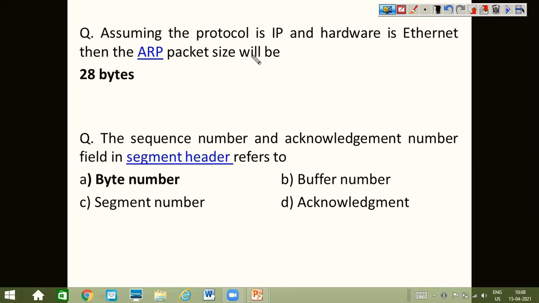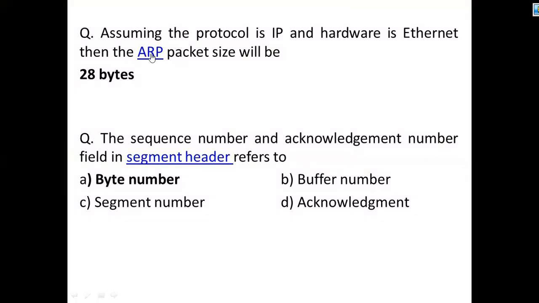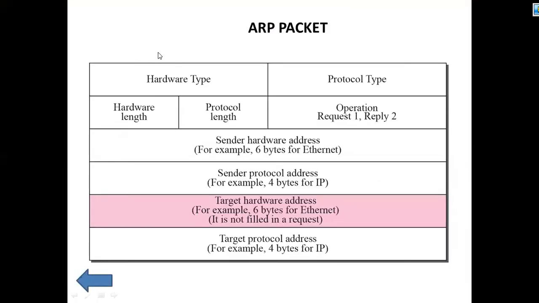So the question is, if the protocol is IP and the hardware is Ethernet, then what will the ARP packet size be? To answer this question, you must know what an ARP packet looks like. Just have a look at the ARP packet. This is the ARP packet. Here you can see that it keeps this information.